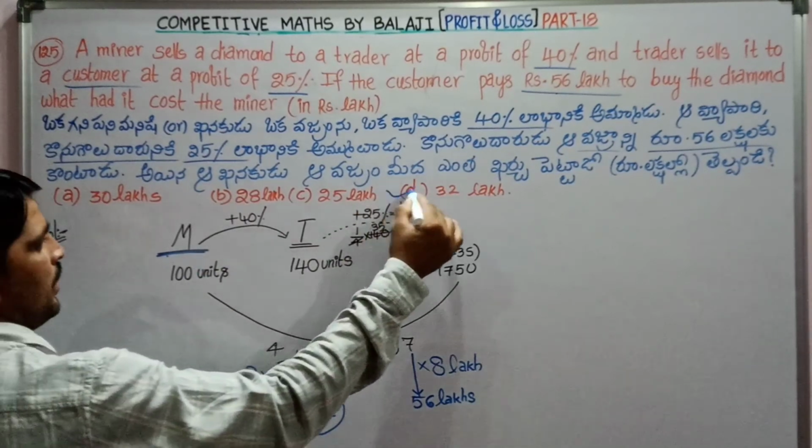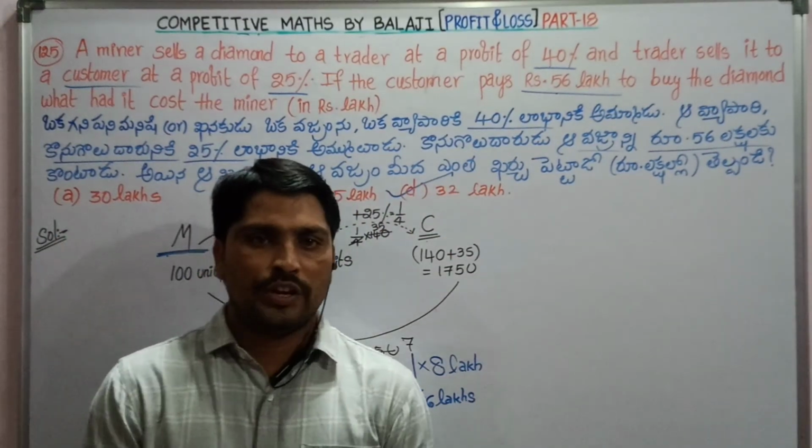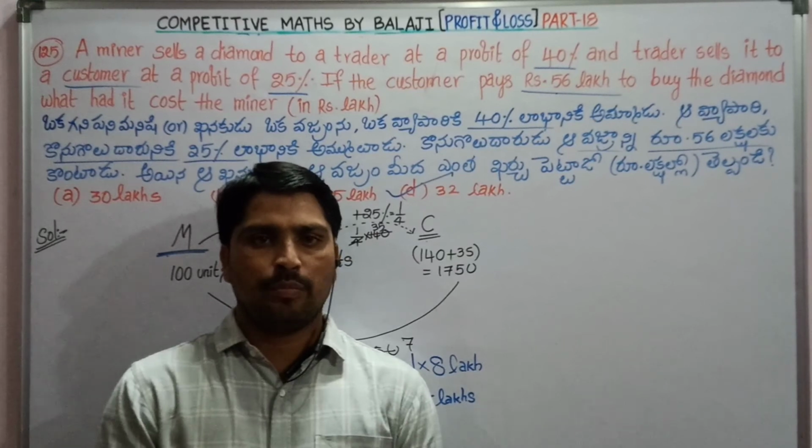So the answer is D. Okay students, this completes part 18 of profit and loss.